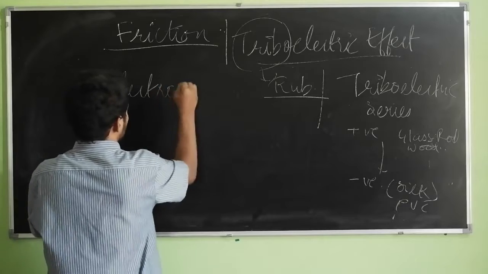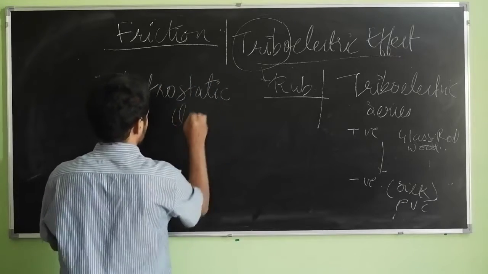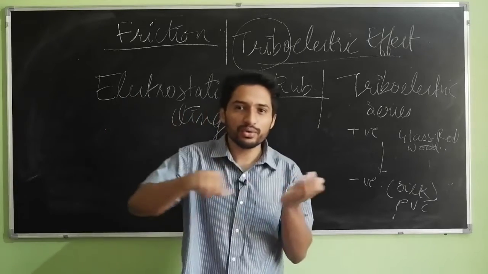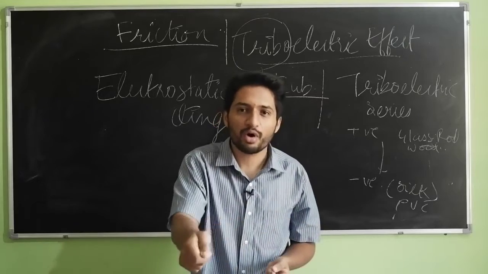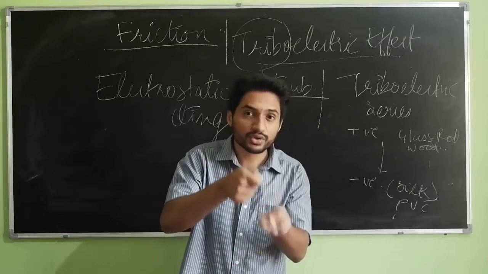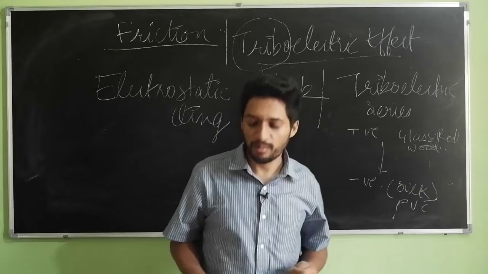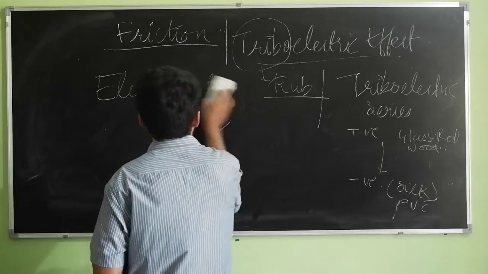This is known as electrostatic cling. So what is an electrostatic cling? When you rub your scale or glass rod, and then you try to attract objects like paper bits, the paper that sticks on the scale, that phenomenon is known as electrostatic cling. Remember this.